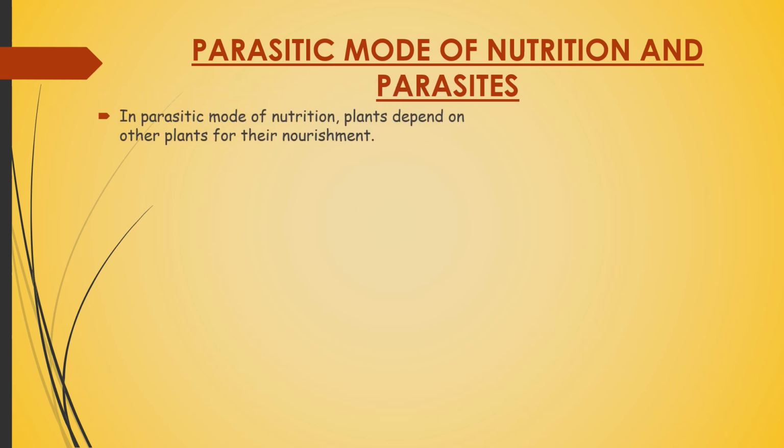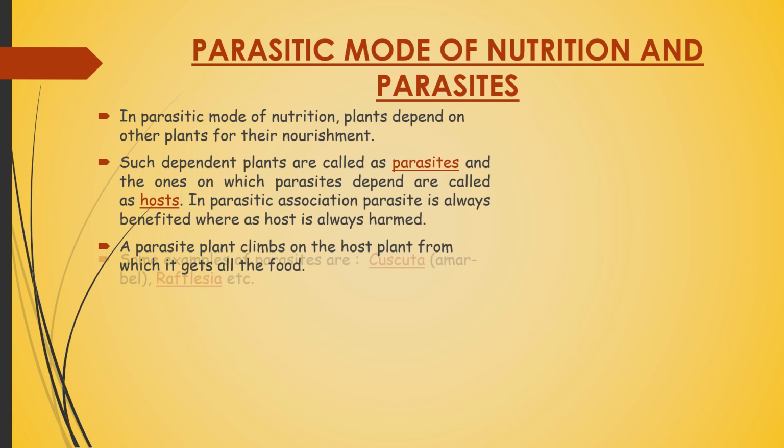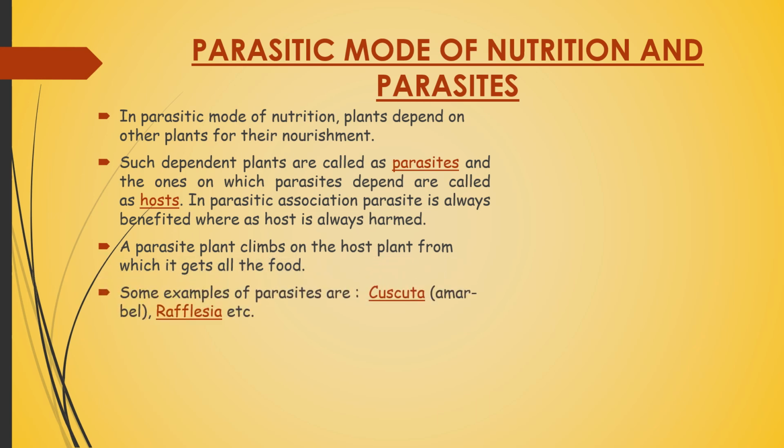In parasitic mode of nutrition, plants depend on other plants for their nourishment. Such dependent plants are called parasites, and the ones on which parasites depend are called hosts. In parasitic association, the parasite is always benefited whereas the host is always harmed. A parasite plant climbs on the host plant from which it gets all the food. Some examples of parasites are Cuscuta, which is also called Amarbale, Rafflesia, etc.